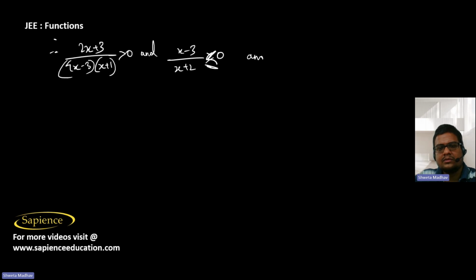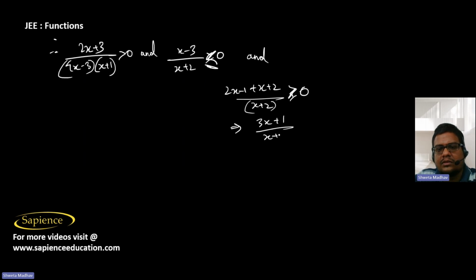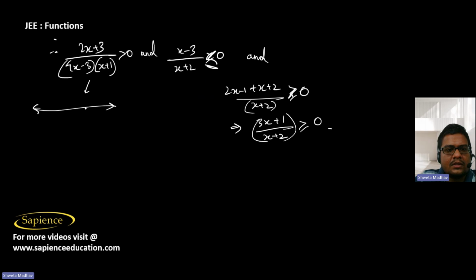And also this 2x minus 1 plus x plus 2 divided by x plus 2 should be greater than or equal to 0. So therefore from here you can say this will be 3x plus 1 divided by x plus 2 that should be greater than or equal to 0. So now from this the solution set will be: minus 3 by 2 is here, minus 1 is here, and 3 by 4 is here. So if you take more than 3 by 4, this will become positive, obviously. So this is negative, this is positive, this is negative.